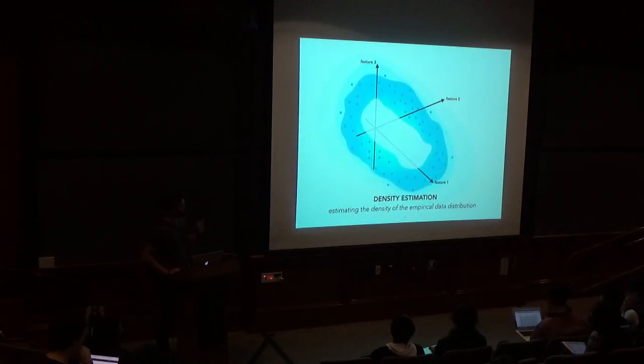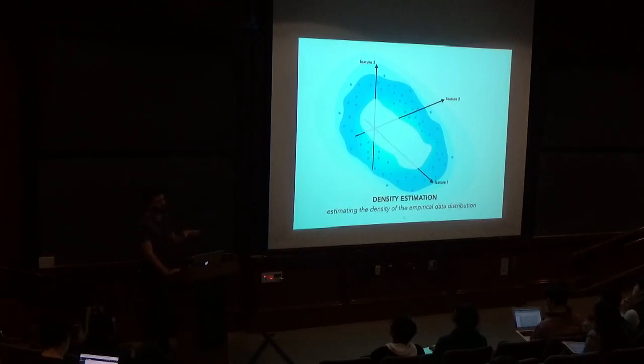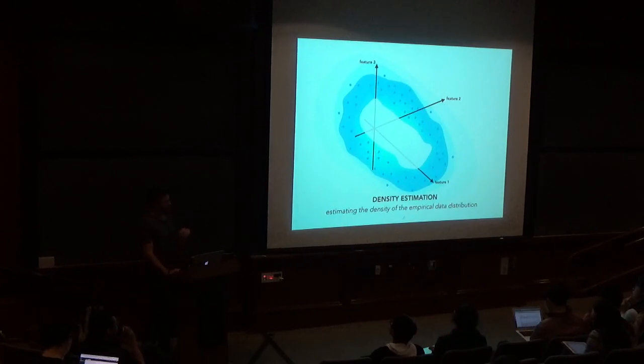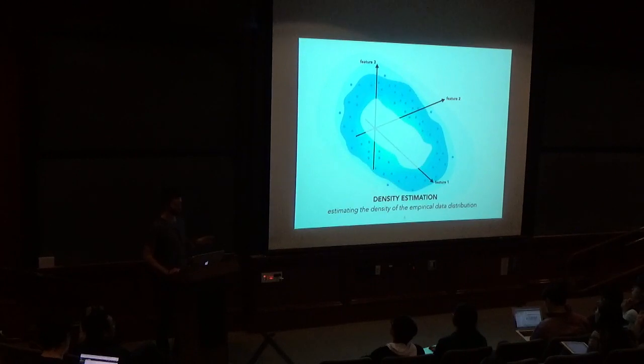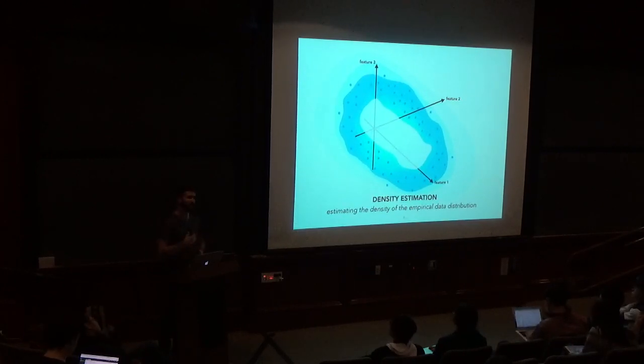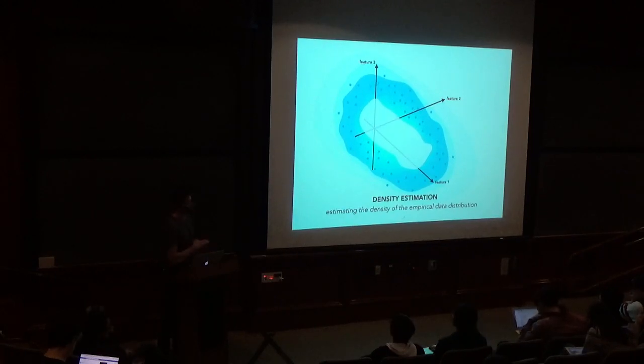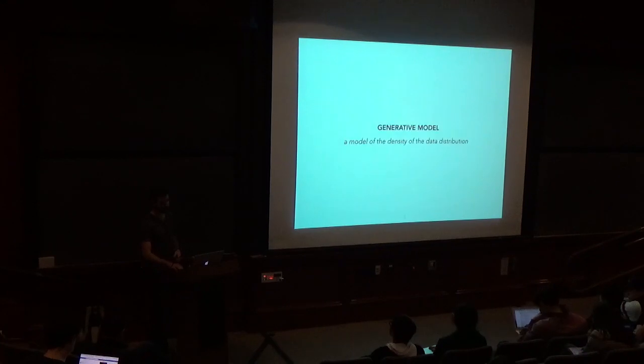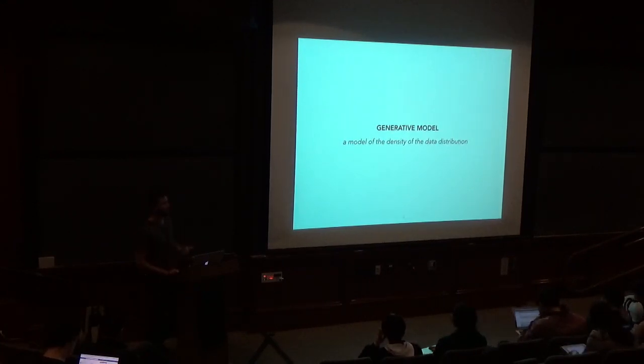And what we mean by generative modeling is generally density estimation. So we want to look at our empirical data distribution and actually estimate a probability density to associate with the space. So we see that in regions where there's a lot of data examples, we have a high density, whereas in regions with not many data examples at all, we have a much lower density. And a generative model, as we said, is just a model of the data, or a model of the density of the data distribution.